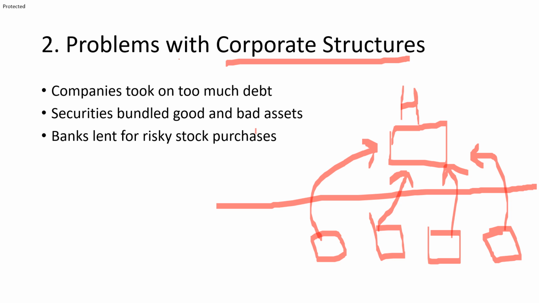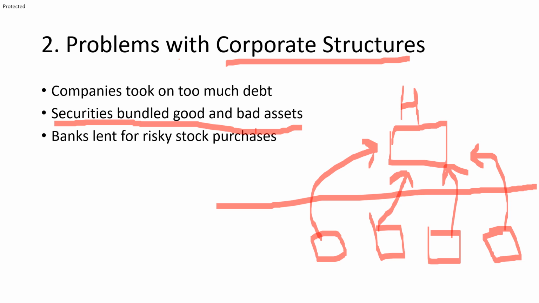And the second point is adding to the precarious financial landscape, banks and financial institutions engaged in risky practices such as bundling good and bad assets. So this involved combining good and bad assets into single investment products, which were then sold on to the investors. Many investors were unaware of the risks involved, especially with the bad assets hidden within these bundles. So this is a very common practice. We also saw in the global financial crisis in 2007 that good and bad securities, the mortgage-backed securities, were bundled together.